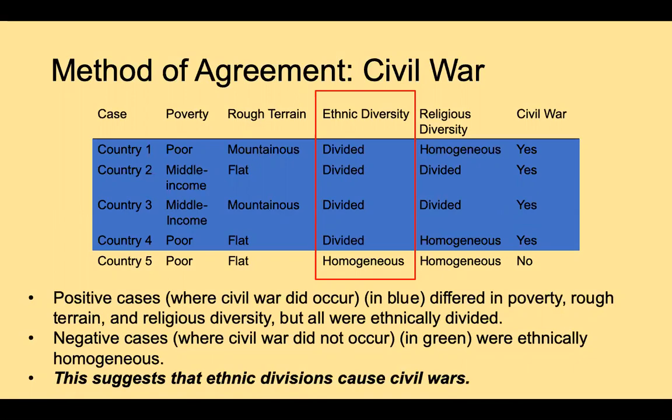And again, that comes from the fact that that's the variable that all of the cases of civil war had in common, while all the other variables they differed in. So again, we're looking at all this variation in these other variables. Ethnic diversity is the only one that they have in common. And so on this basis, we can draw the inference that ethnic divisions cause civil wars. And I'm going to take a look here at the chat and see what additional contributions we have.